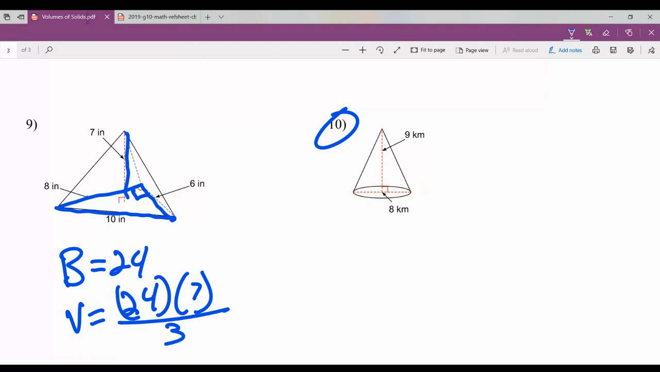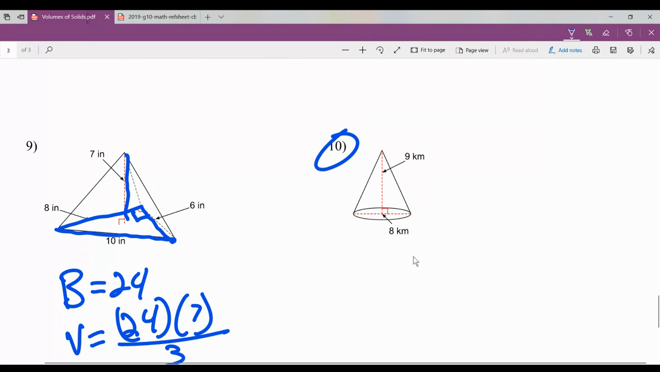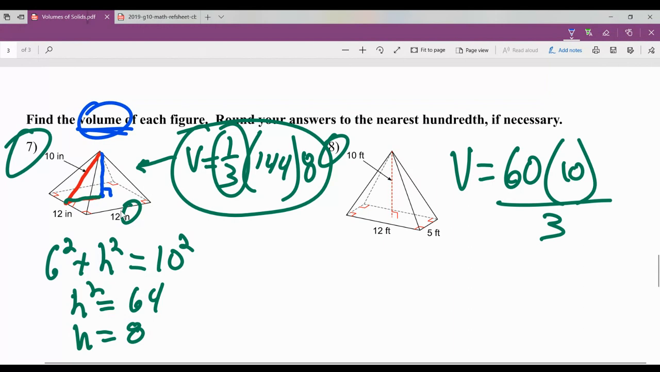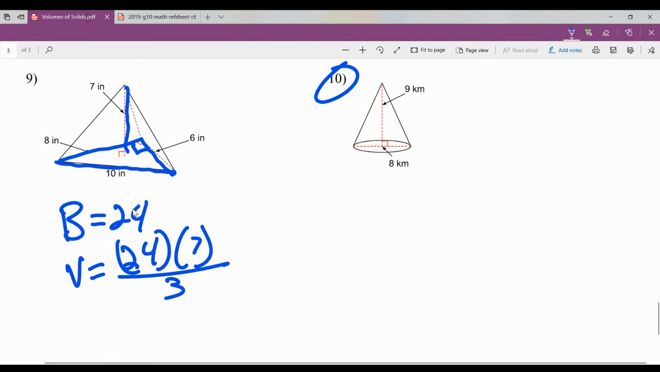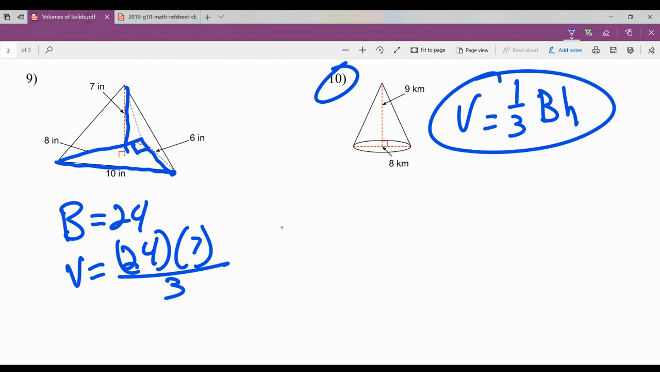Okay, number 10, last one. Some people call it a cone. I might call it a circular pyramid. Here we have a square pyramid for number 7, a rectangular pyramid for number 8, a triangular pyramid for number 9. Call this a circular pyramid. Volume is 1/3 base times height for all pyramids. It turns out it's the same thing for a cone, because a cone is really just a circular pyramid. The only difference is that here, the area of the base has to be found using a circle formula.